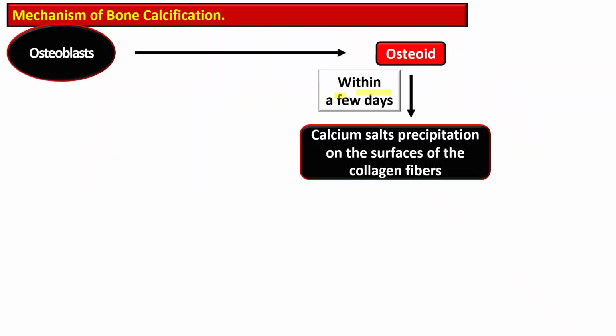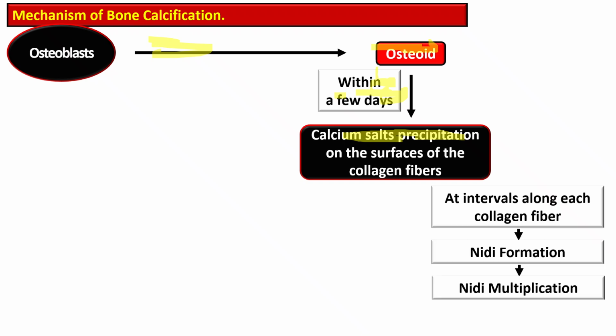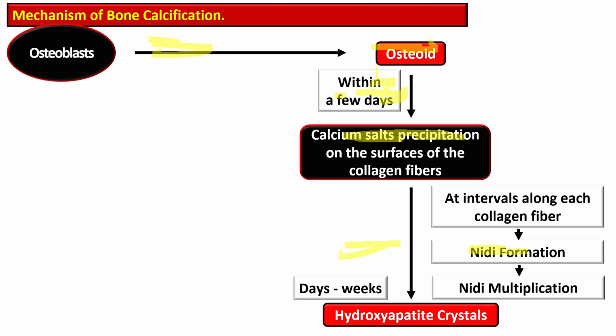Within a few days, the osteoid is laid down by the osteoblast. The calcium salts start to precipitate on the surface of the collagen fiber. There is development of tiny nidi. These are the nucleation points that form along the fibers. These act as seeds for crystal growth. So days to weeks pass, and then there is development of hydroxyapatite crystals.